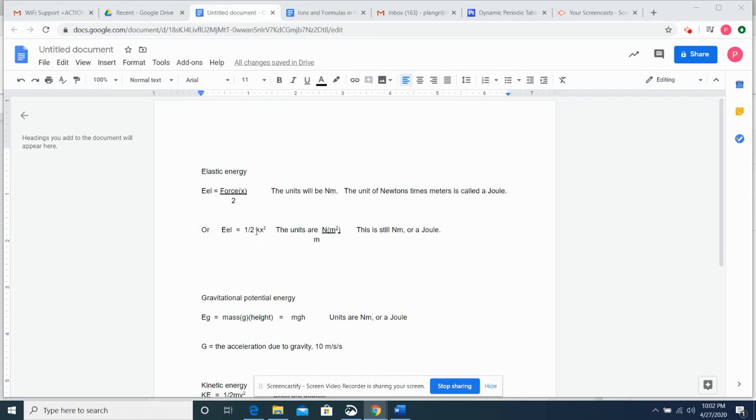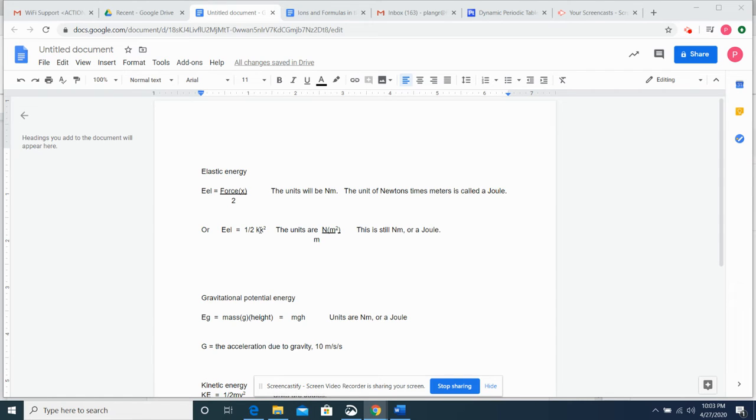All right, now there's another way to calculate the elastic energy, and that is to use this equation right here. Now, I'm not going to prove this equation to you, but we will see the units still come out to be joules. So why do the units come out to be joules? Well, this equation says that the elastic energy is 1/2 times your spring constant.